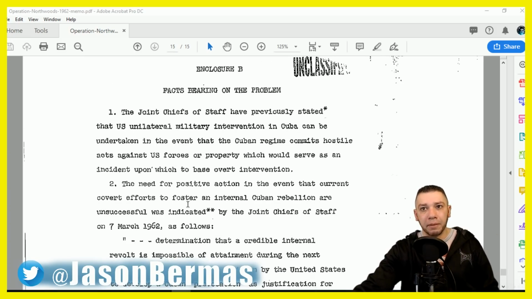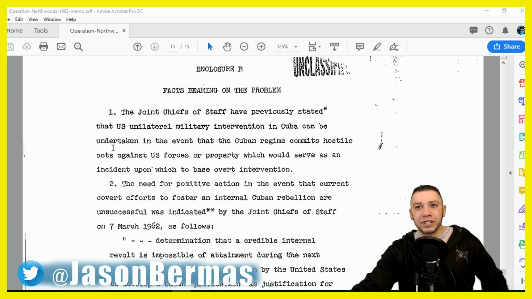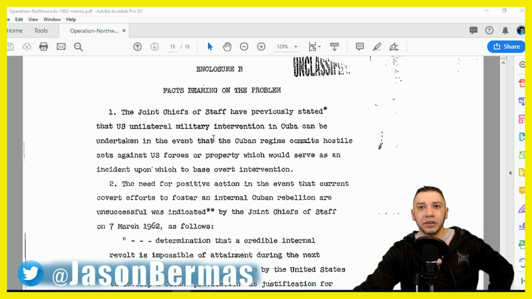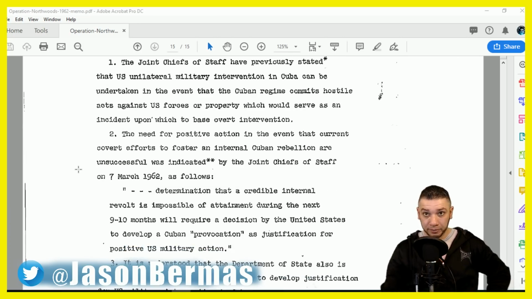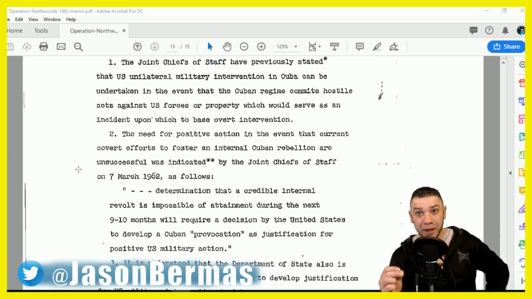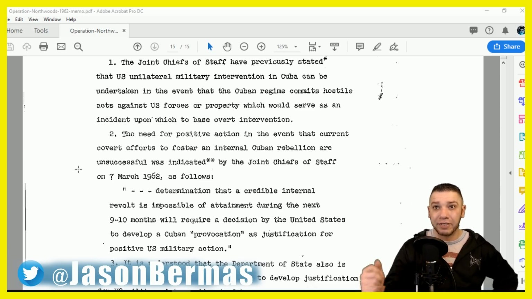Facts bearing on the problem. The Joint Chiefs of Staff have previously stated that U.S. unilateral military intervention in Cuba can be undertaken in the event that the Cuban regime commits hostile acts against U.S. forces or property, which would serve as an incident upon which to base overt intervention. We've got to have their approval.